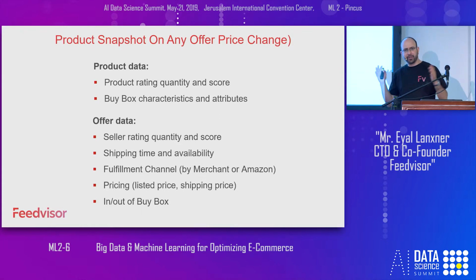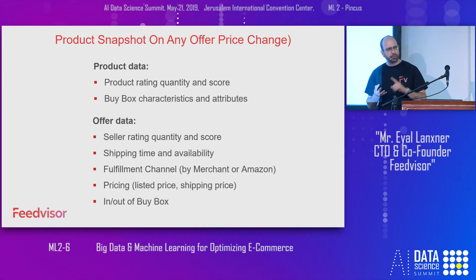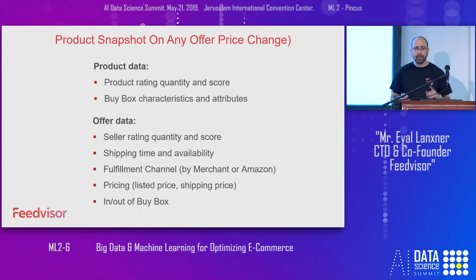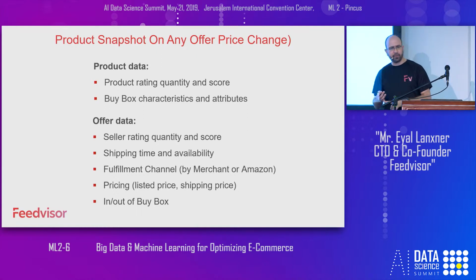In addition, and this is the main volume of data, for every offer for that product, it tells you what is their rating, quantity, and score, their shipping time and availability, their fulfillment channel, the pricing, and whether they are in or out of the buy box. We're going to talk about this later in context of machine learning. There's a lot of things you can do with this data.